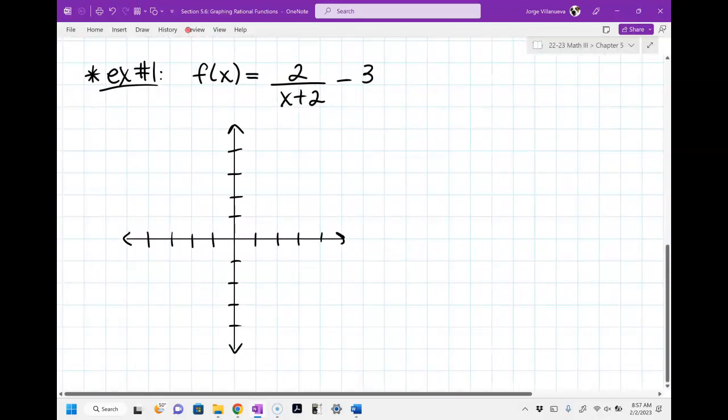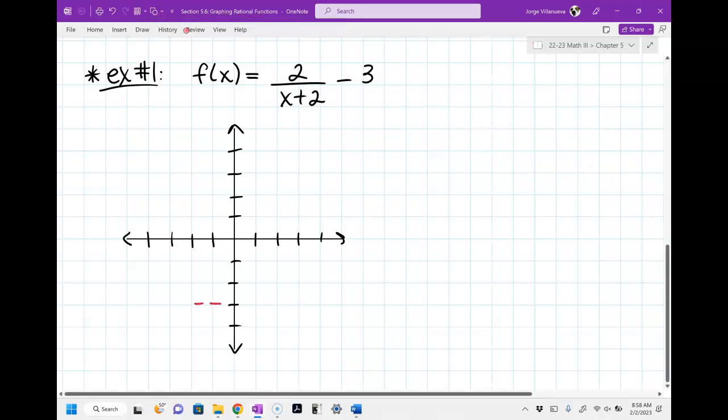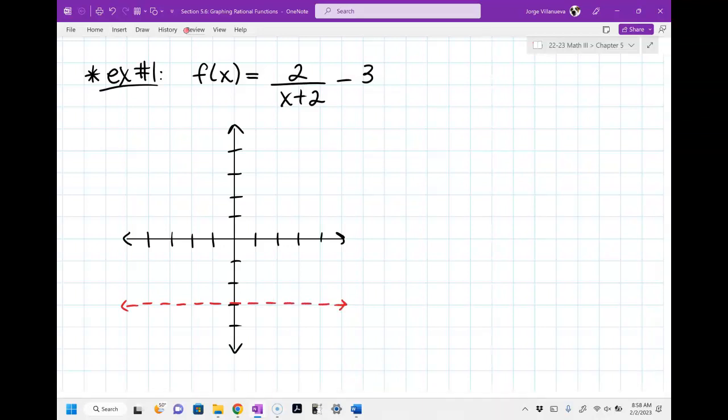So what's my horizontal asymptote? Look at your notes again now that we changed it. What letter is supposed to be my horizontal? The C, right? And what is my C value? -3. So I'm going to draw a horizontal line at -3, just like that. That's not too bad, right?